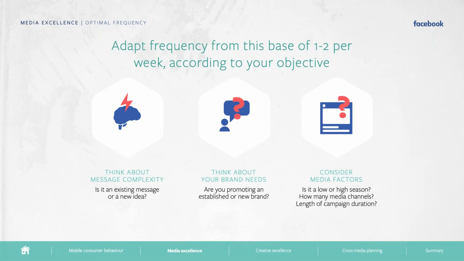You should also think about external factors. Is it low or high season? How long is the campaign period? And how many other media channels do you have in the plan? So start with 1 to 2 per week and adapt based on these questions and what you're trying to achieve. A higher frequency is obviously required if you're launching something new or if the campaign period is of a shorter nature.